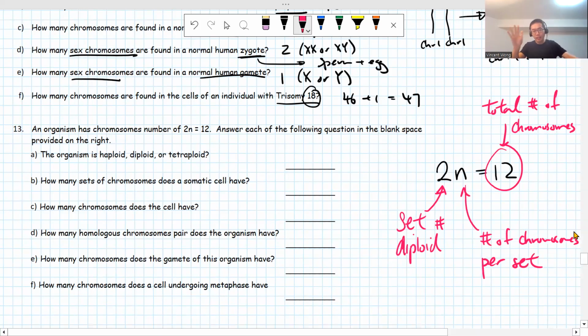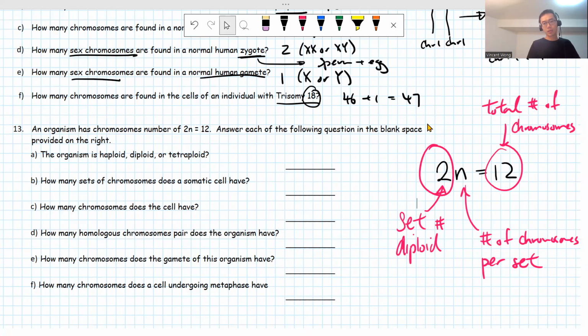Okay, you have to understand the difference between the set number and the number per set. The number per set can be odd or even. It doesn't matter. It's not going to affect whether you can do meiosis or not. But the set number is the one that determines whether you can do meiosis or not. So in this case, you have to do a little bit of math. n equals 6 for this case, 12 divided by 2 is 6.